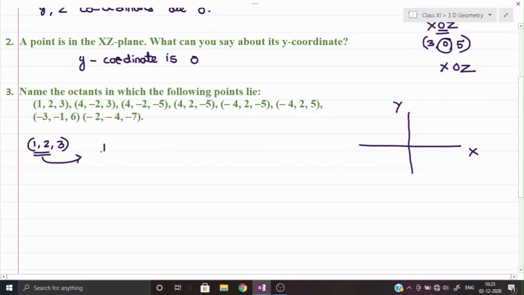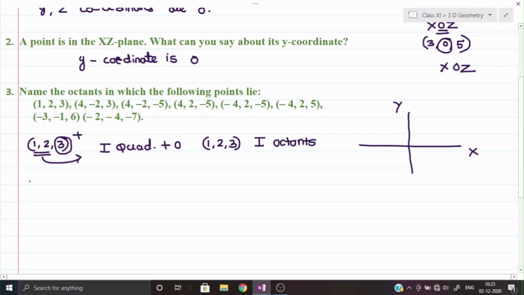(1, 2) lies in the first quadrant. And if the z-axis is positive, you need not add anything, or you can say you have to add 0. So here we can say that (1, 2, 3) will lie in the first octant. This is your first answer.